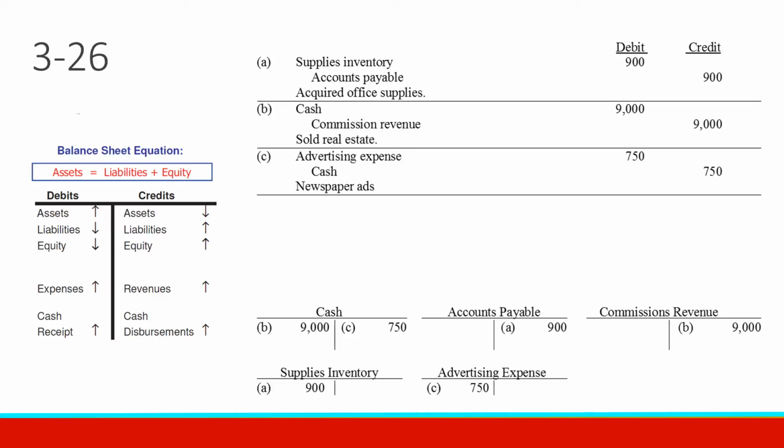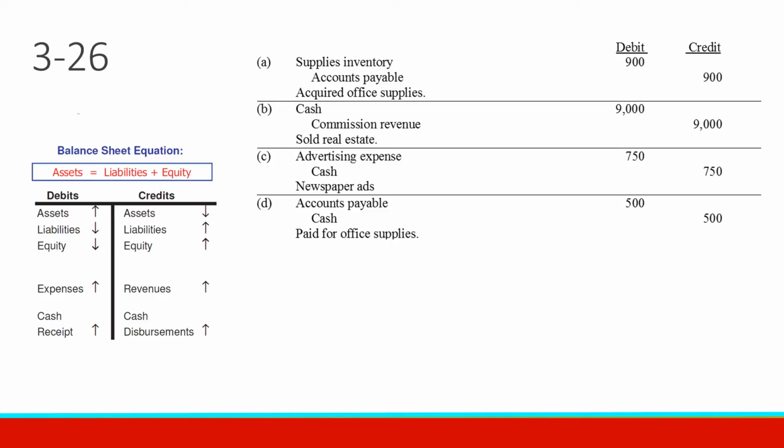We'll now post the cash there, a reduction as a credit of $750 in the T account, and the advertising expense will create its own new T account, and as an expense, that should be recorded there as a debit.